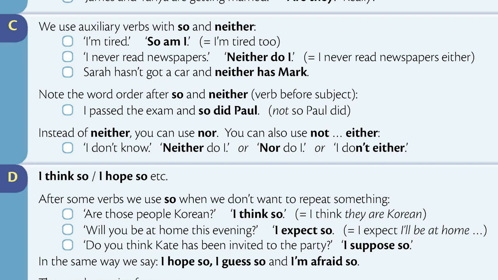Note the word order after so and neither. Verb before subject. I passed the exam, and so did Paul. Instead of neither, you can use nor. You can also use not either. I don't know. Neither do I. Or, Nor do I. Or, I don't either.